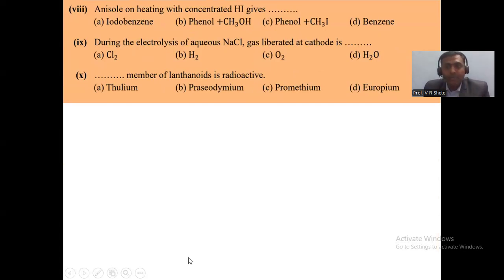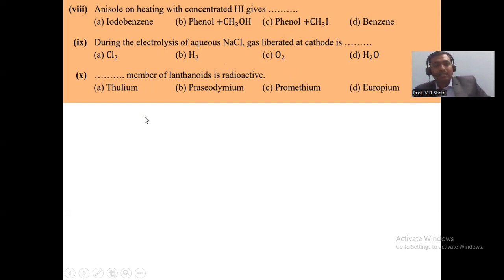Next question is from alcohol, phenol, ether. Anisole on heating with concentrated HI. This is a Williamson synthesis. So anisole on heating with HI, you will get phenol along with methyl iodide. Next question. During electrolysis of NaCl, the gas liberated at cathode. This is from electrochemistry. Cathode is negatively charged. So during the electrolysis, hydrogen gas will be evolved at the surface of the cathode.